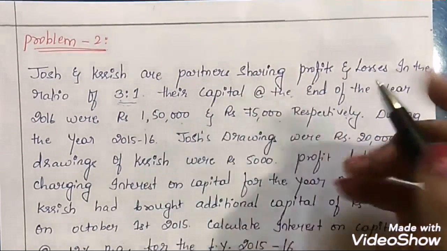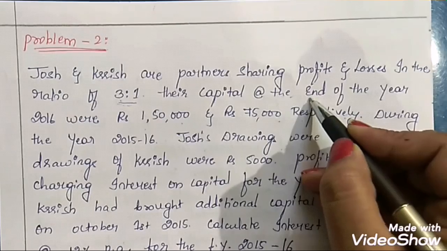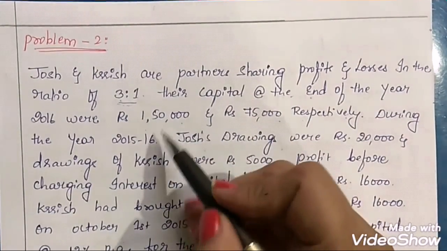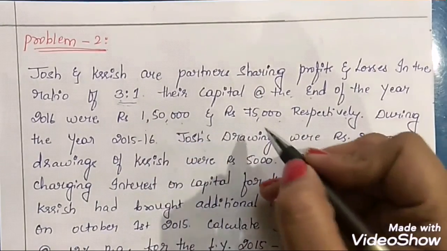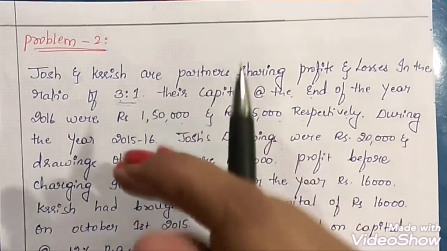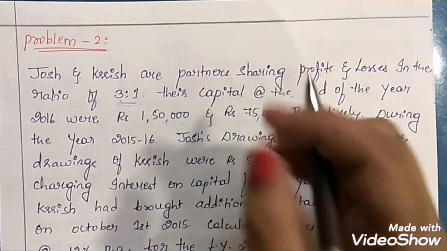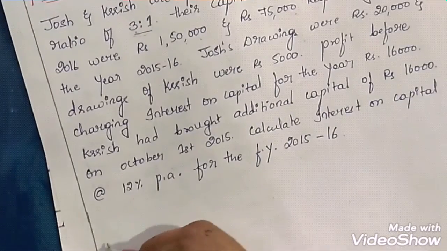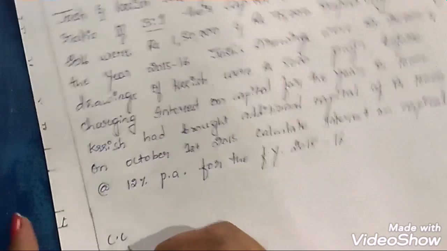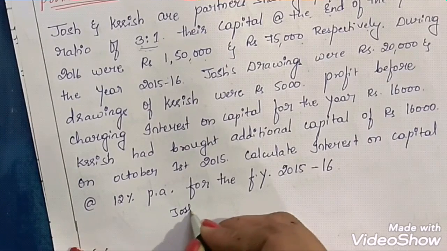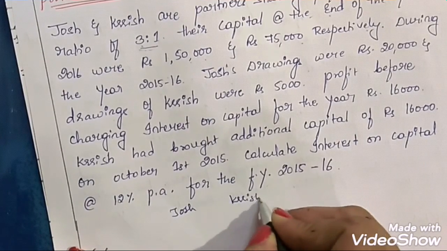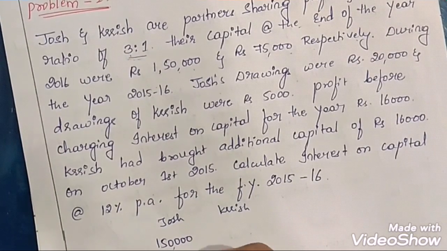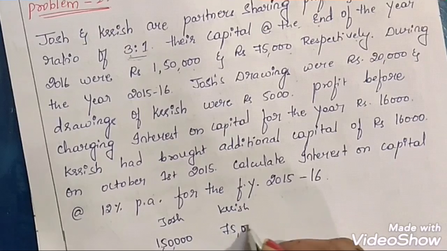See, here we need to see that the capital is given at the end of the year. So end of the year, it means that this is the closing capital which is given in the question. Okay, so don't confuse it with opening capital, right? Opening capital will always be at the beginning of the year or first day of the year, right? Next, we'll make the summary again. So closing capital of Josh is rupees 1,50,000 and Krish rupees 75,000.